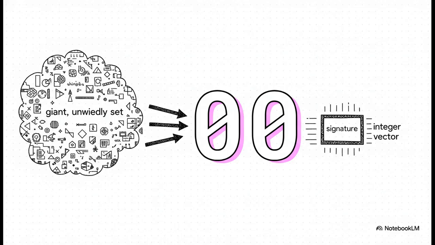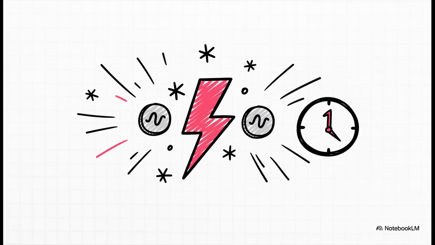We've gone from this huge, messy set to a nice, neat little list of integers. And just like that, challenge number 2 is toast. Because now we can just compare these little 100-number signatures, and the comparison is practically instant. In computer science terms, we call this a constant time, or O(1) operation.